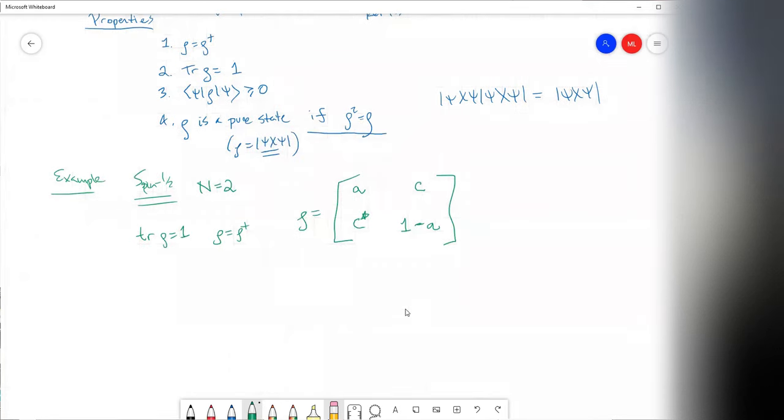But even that is constrained because if we take the determinant of rho, that's equal to the product of the eigenvalues. And since this is a positive matrix, this has to be greater or equal to 0. So that gives us a constraint on these C's and A's. It tells us that A times 1 minus A minus the magnitude of C squared is greater or equal to 0.